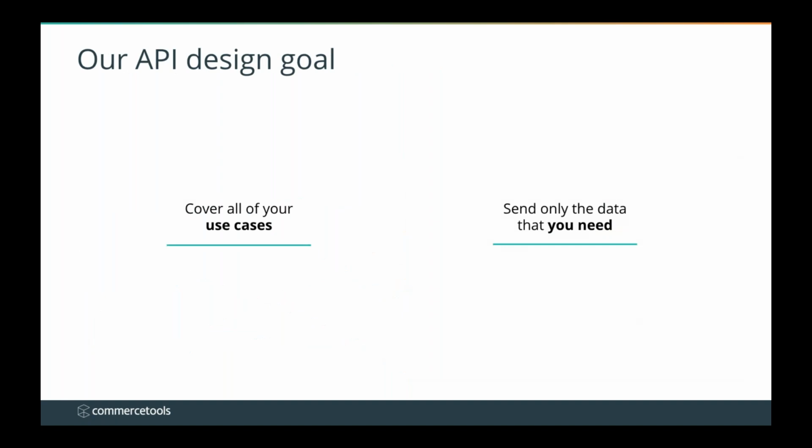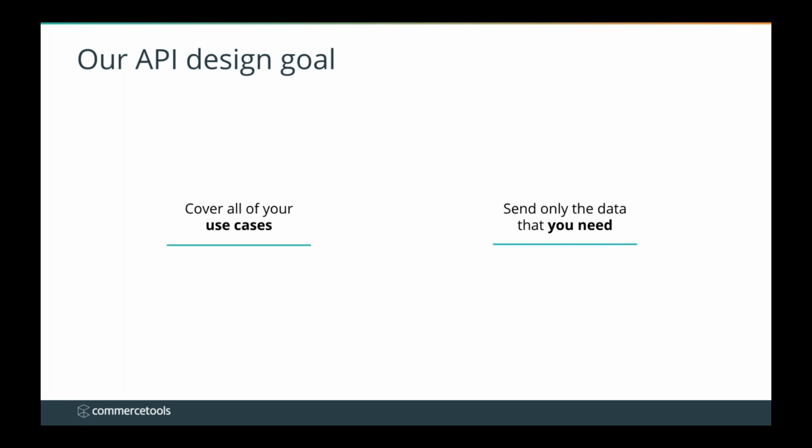Now, why do we like GraphQL so much? As API developers, one of our main objectives is that we want to really cover all your use cases. We want you to have to worry less and less about all the e-commerce logic and just focus on your applications. And for that, we have to bring everything that you need. But at the same time, we also want your applications to be as fast as they can. And for that, we have to make sure that we provide you with only the data that you need.